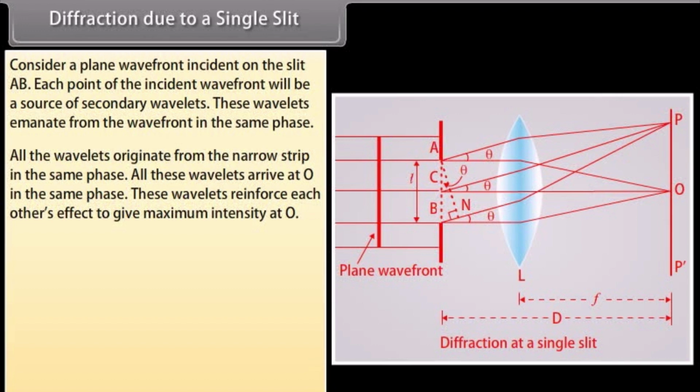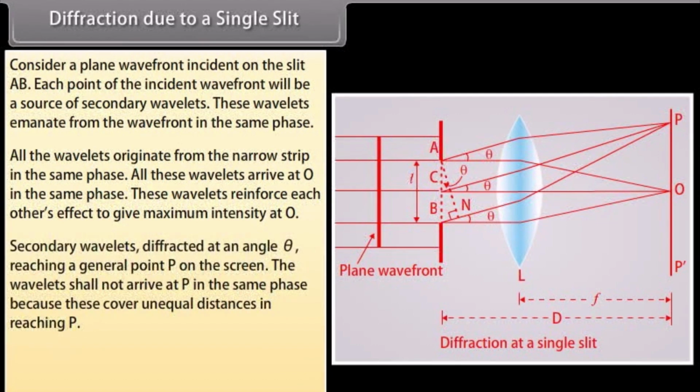Now consider the formation of secondary minima and secondary maxima. Secondary wavelets diffracted at angle theta reach a general point P on the screen. The wavelets shall not arrive at P in the same phase because these cover unequal distances in reaching P. The path difference between the extreme wavelets is given by BN = d sin theta.